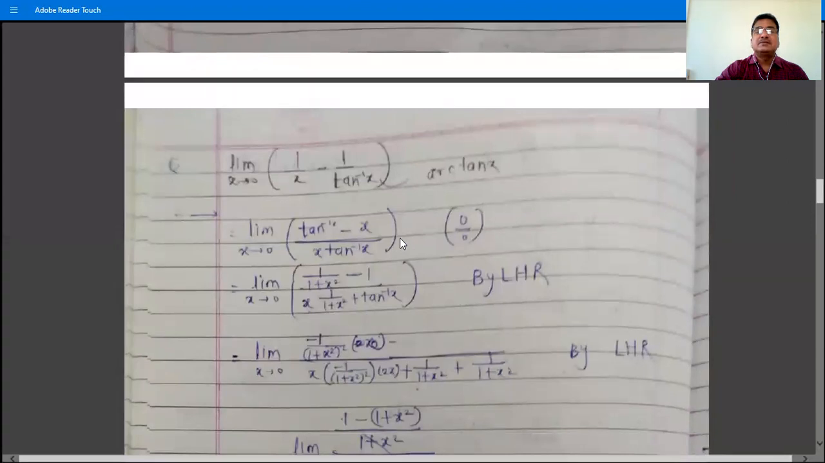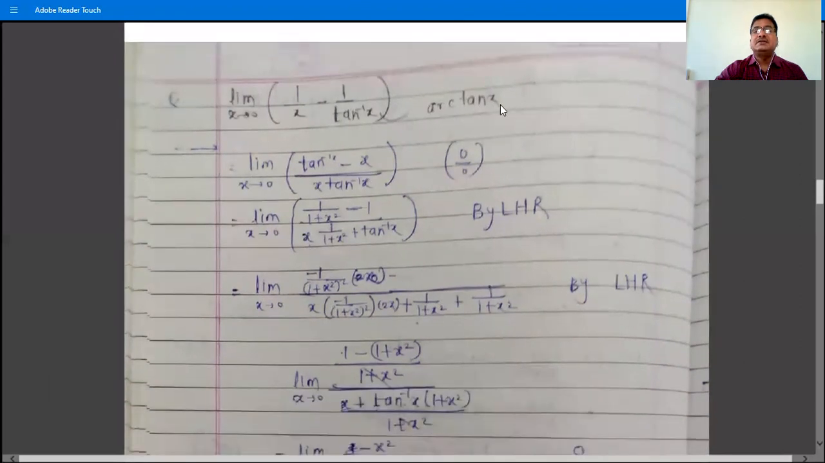Next problem is limit x tends to 0, 1 by x minus 1 by tan inverse x. It is not the type of f(x) raised to g(x). So tan inverse x has another notation, arc tan x. Arc tan x means tan inverse x. Arc sin x means sin inverse x. Arc cos x means cos inverse x.